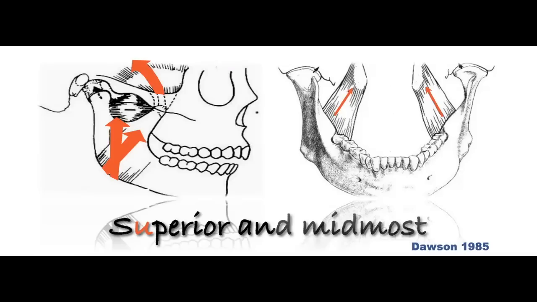We have to think that we have to load those condyles just like these muscles load them physiologically, because this is the only way we're going to understand what centric relation is all about. Now, there's one other muscle that I want you to see here on the left-hand side sketch that I have here.